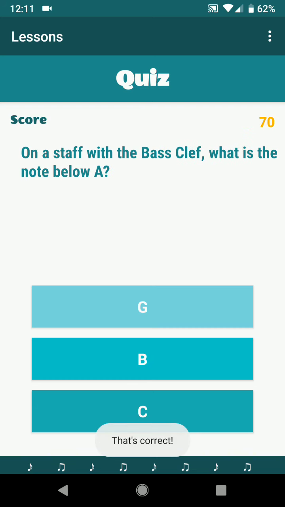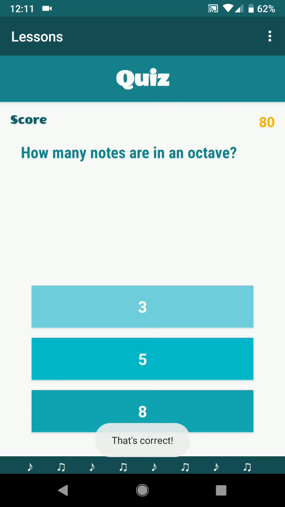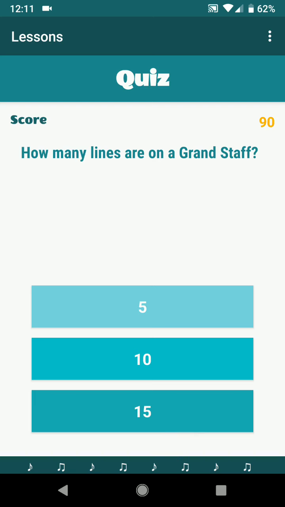G, that's correct. On a staff with the bass clef, what is the note below A? G. How many notes are in an octave? 8. How many lines are on a grand staff?